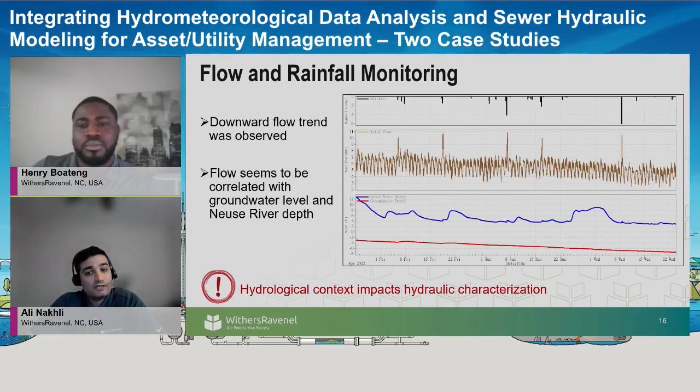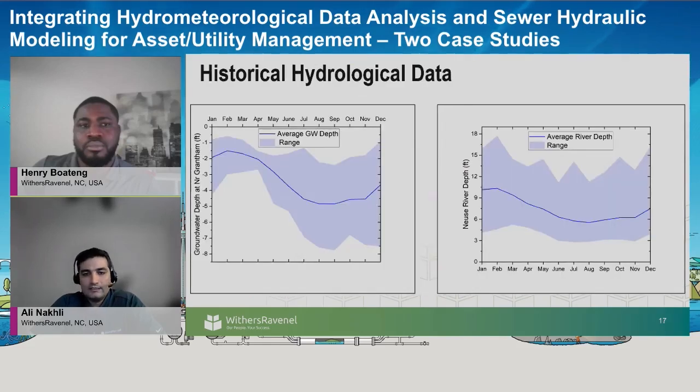And what we observed is a consistent decline in wastewater flow during that monitoring period. We have access to USGS data of the Neuse River, which is very close to the city, and also groundwater level. For both of them, we saw the same trend: both decrease over time. All of these data indicated one thing: hydrologic context impacts hydraulic characterization. So knowing this fact, the first thing we have to look at is the historical data.